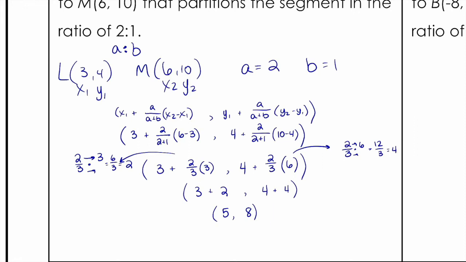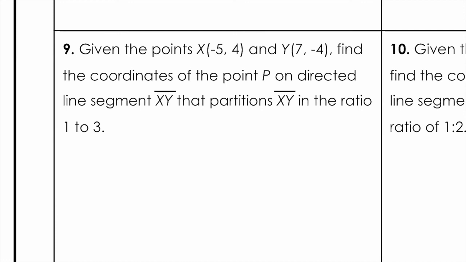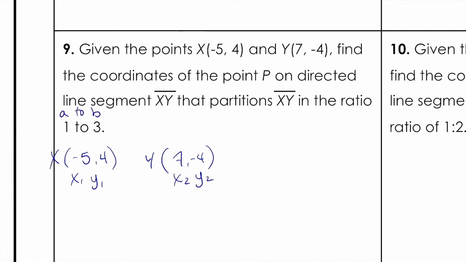All right, let's do one more for the sake of our viewers at home. I'm just going to go straight down to number 9. Given our points, X is -5, 4, Y is 7, -4. Find the coordinates of P on the line segment XY. Our X is our first point, and our Y is our second point. So X is X1, Y1, Y is X2, Y2. Our ratio of A to B is A equals 1, B equals 3.